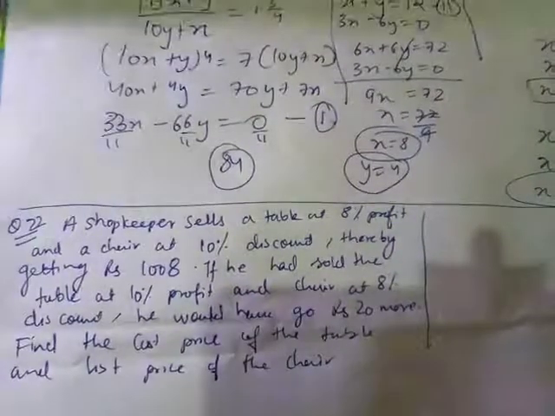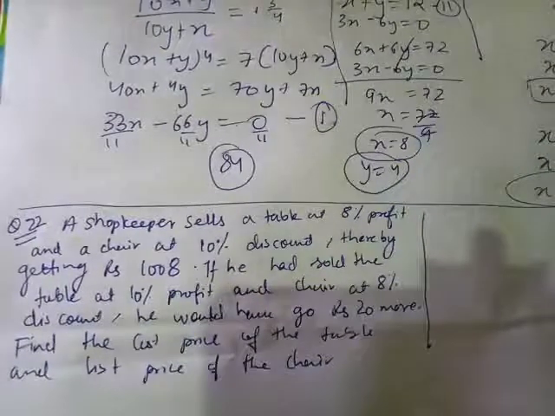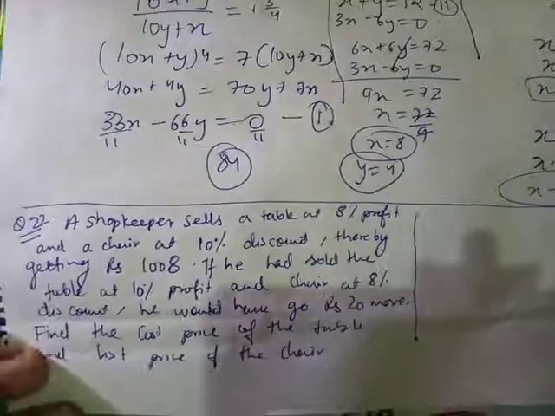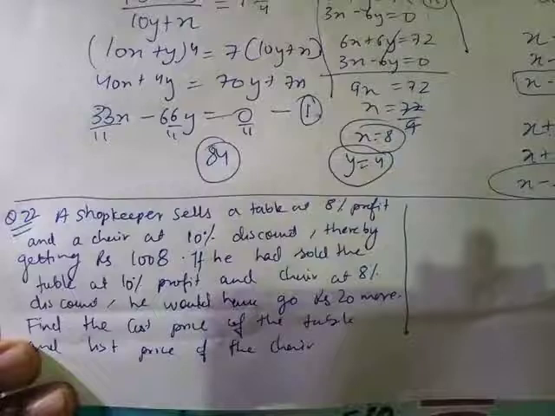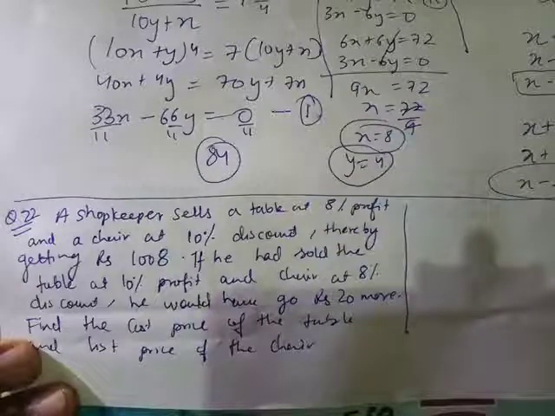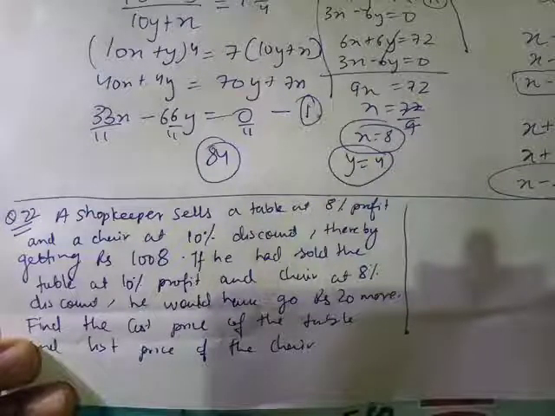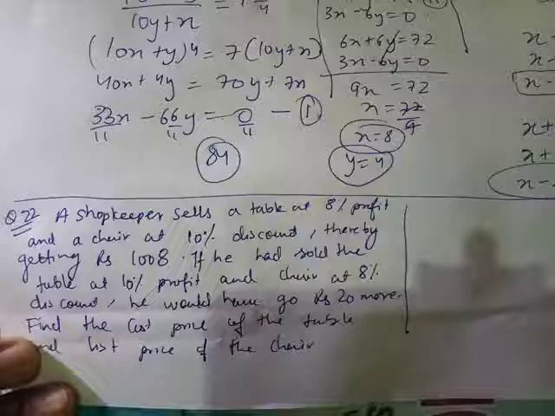Okay, let's see one more question, and this is question number 22. Question number 22 says a shopkeeper sells a table at 8% profit and a chair at 10% discount, thereby getting rupees 1008.